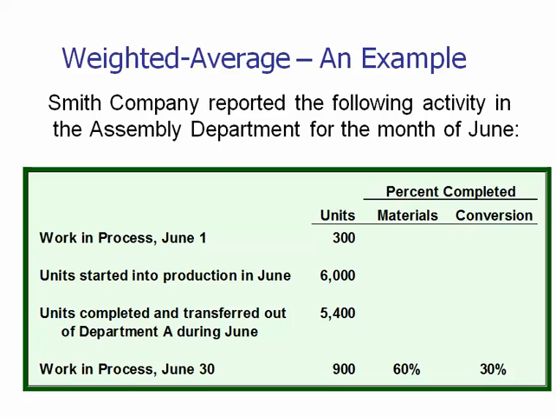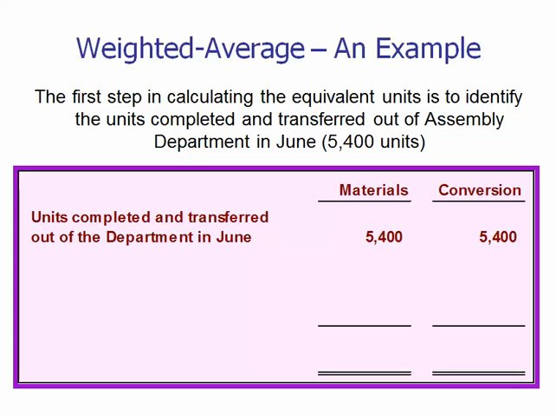We will focus on the 5,400 units we've transferred out and the 900 units in ending work in process, and the fact that they are 60% complete with respect to direct materials and 30% complete with respect to conversion costs. Let's go ahead and take a look at the first step when we look at the 5,400 units that are transferred out. Of course, any units that are transferred out to the next department or to finished goods must be, by definition, 100% complete. So the 5,400 units will be 100% complete with respect to both materials and conversion costs.